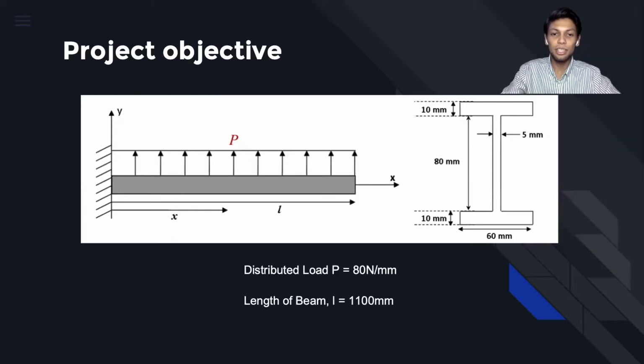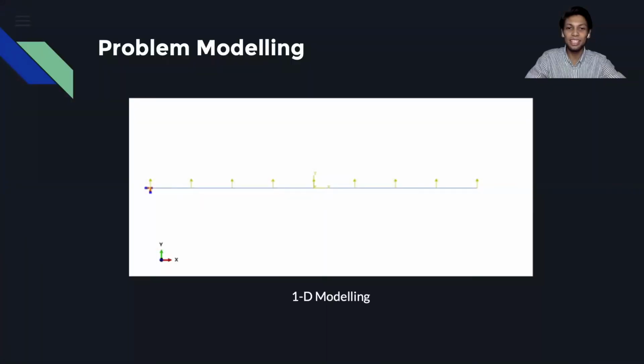As you can see in the figure shown, we were given a distributed load P of 80 Newton per millimeter and also a beam length L equal to 1,100 millimeters. Next, we discuss the problem modeling of this question. In modeling this question, we set a uniformly distributed load of 80 Newton per millimeter and we set the very left end of the beam as fixed support. At this point, the moments and forces are equal to 0 and these boundary conditions can be used in the sample of calculation later on.